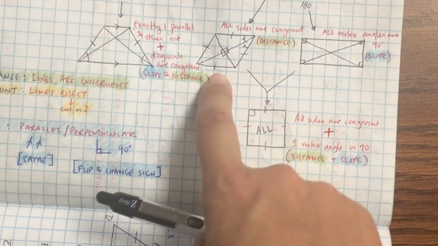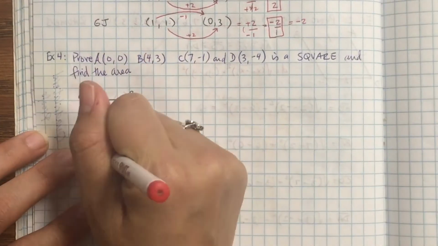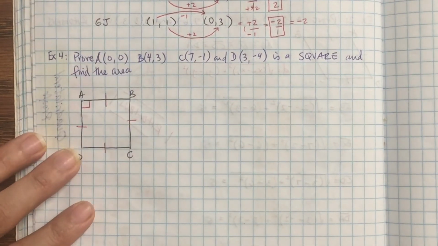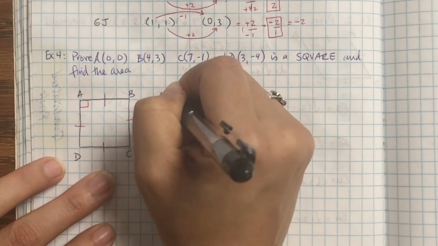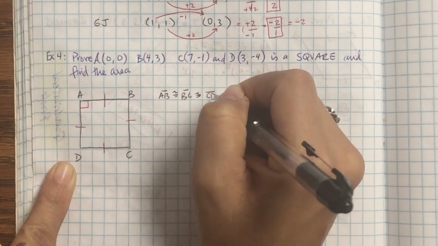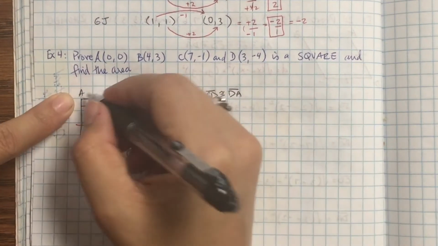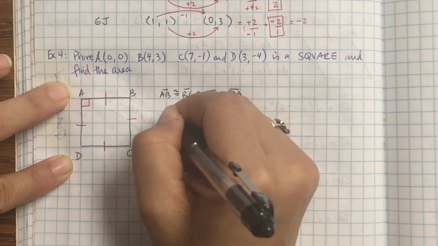So I need all of the distances the same, and if all the distances are the same, it could be a rhombus. That's why I need to at least prove one corner angle is 90. So I need to prove all the distances are the same, and one vertex is 90. So AB is congruent to BC, BC is congruent to CD, CD is congruent to DA. And one of the corners, AD, is perpendicular to AB.